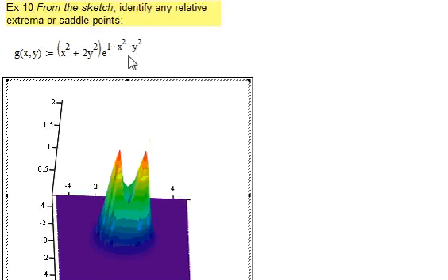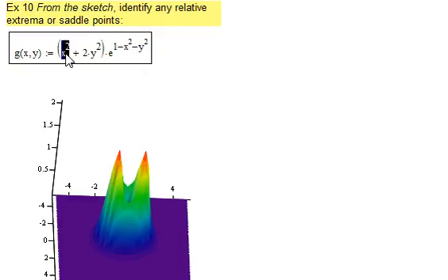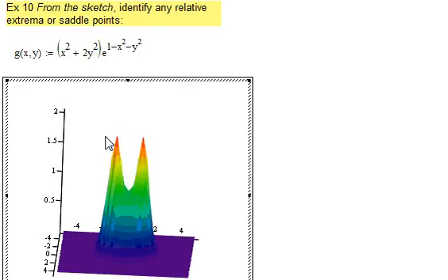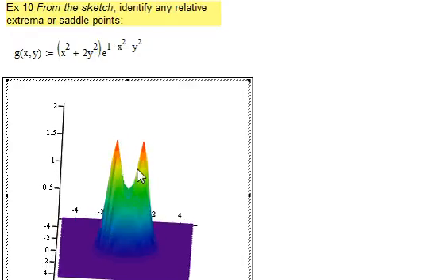And let's see, x is 0, y is plus or minus 1, that would make this 2, so we got 2 times e to the 0, so maximum value of 2, just as I described, right?